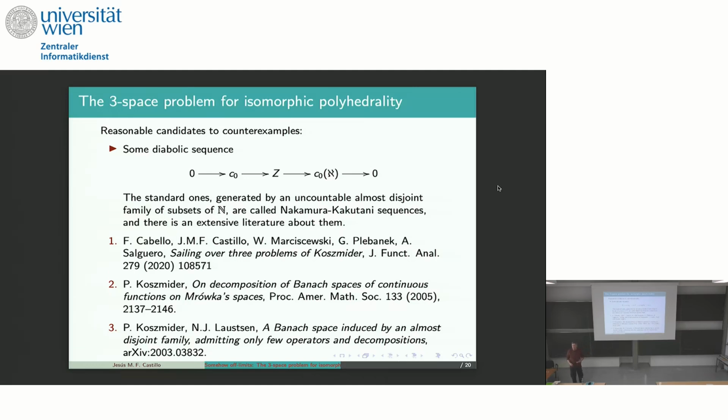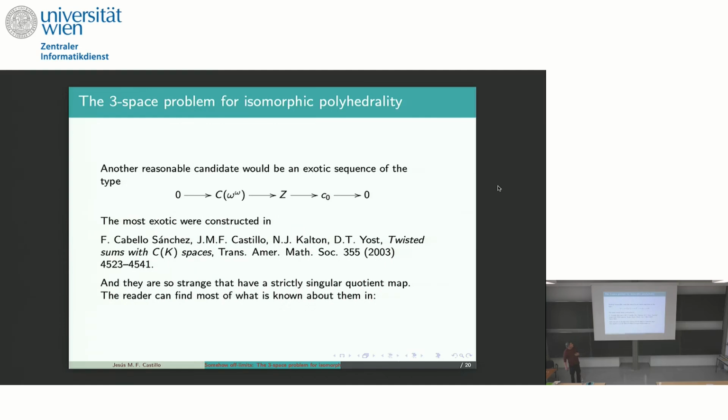So the question is, must Z, the twisted sum, be isomorphically polyhedral? How do you check that? Another possible example, or counterexample, is twisted sums of the spaces of continuous functions on some countable ordinal and C0. From this there exist stranger spaces like this.